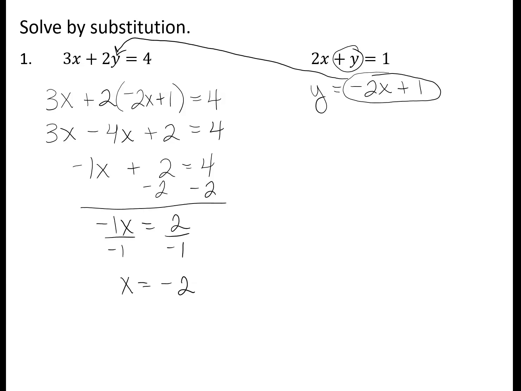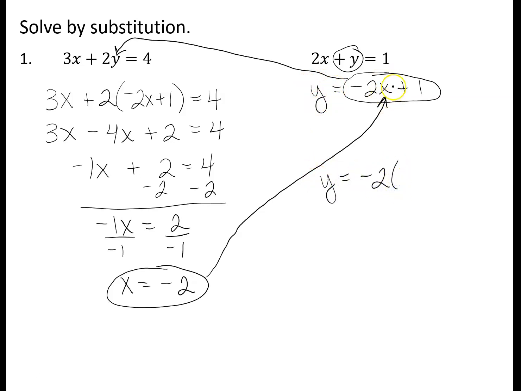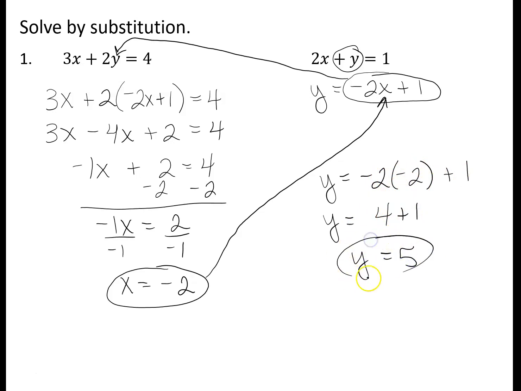So to get the y, we're going to take this answer that we just found. We could plug it into one of our original equations, and that would work. Or I like to plug it into the equation where the y is already isolated. So if we do it that way, we'd have y equals negative 2, and then replace the x with the value we got, which was negative 2. And then we would do the operation. It would be 4 plus 1, and y would be 5.